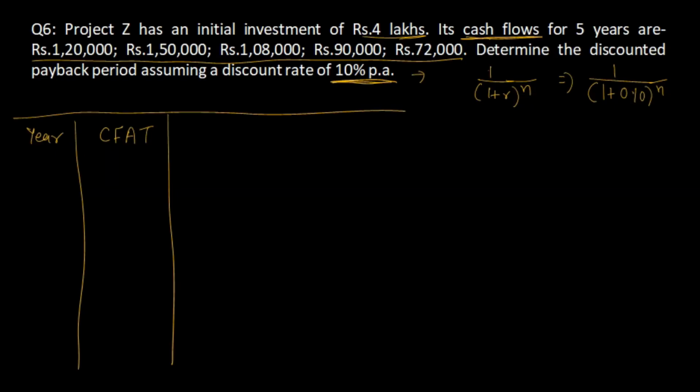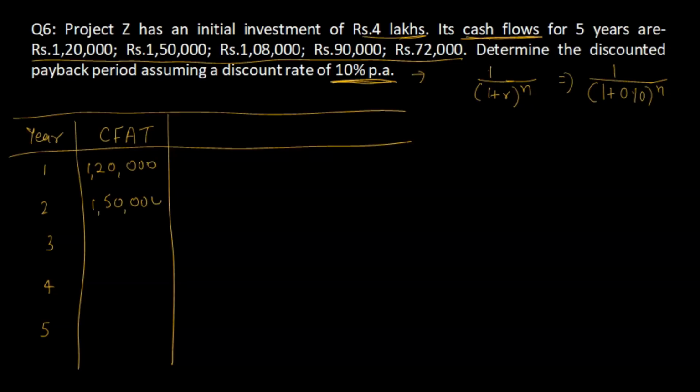So this approach we will be using. Here we will write how many years: 1, 2, 3, 4, 5 years are there. And CFAT: first year it is 1,20,000, second year 1,50,000, third year 1,08,000, fourth year 90,000, and fifth year is 72,000. This is what was given in the question.